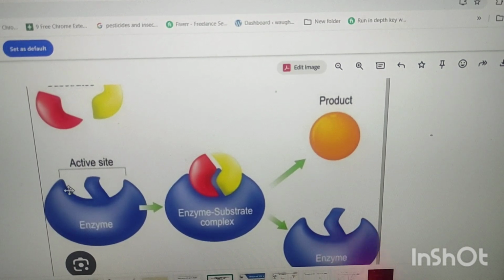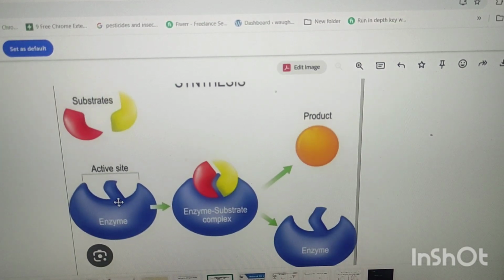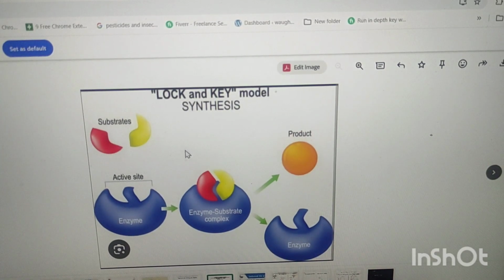The active site is the specific space at which substrates can be attached. The substrate fits exactly at the active site of the enzyme, just like a key in a lock. Specific enzymes for specific substrates. Specificity can be judged in the case of the lock and key model.